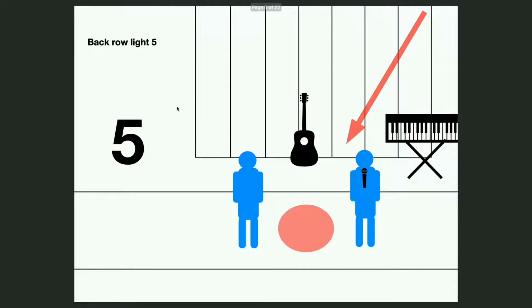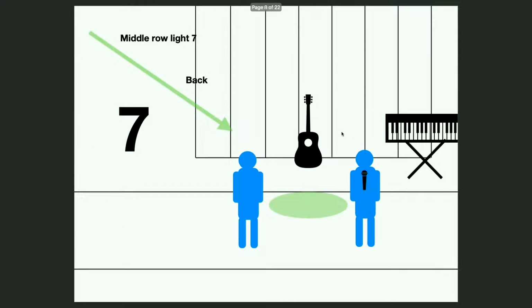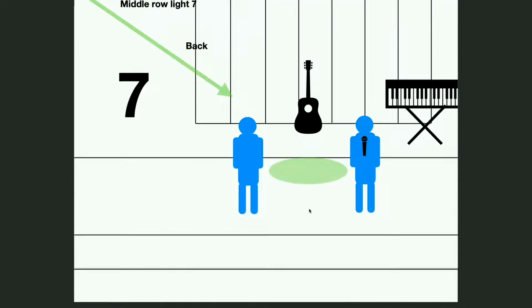And back row number 5, the light number 5 is a red spotlight, right in the center in front of the guitarist. Back row number 6 is the bright light on top of the pianist's head. And then middle row number 7, we just sort of fix it over here, skimming across the top of the speaker's head. At the same time, it's on this part here.